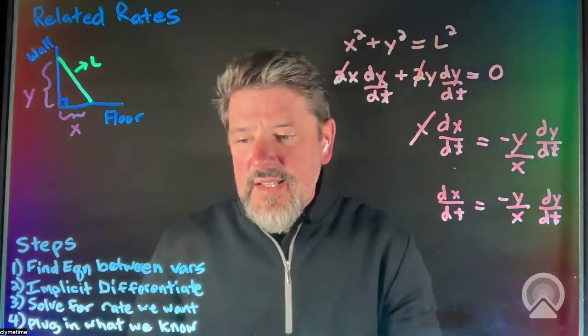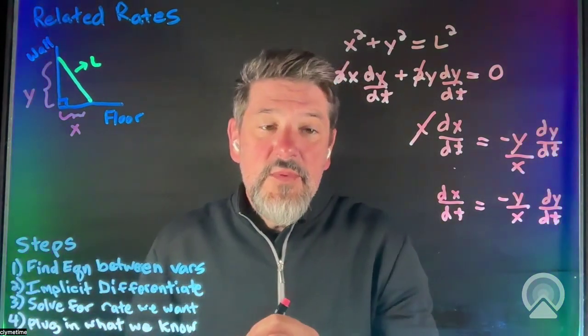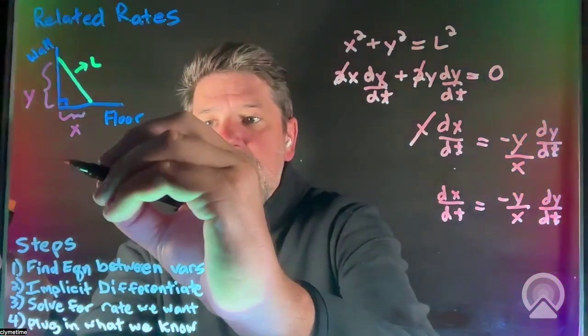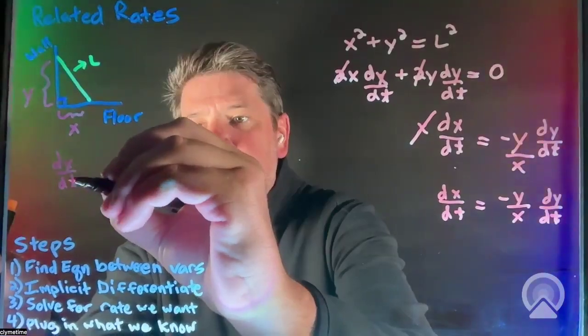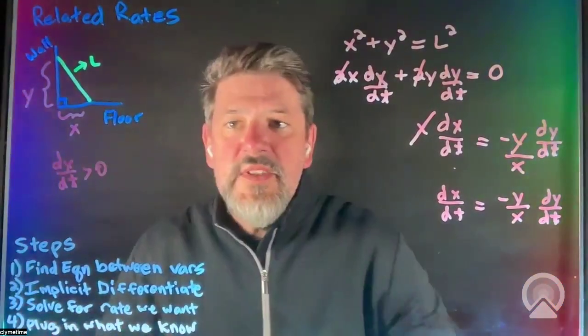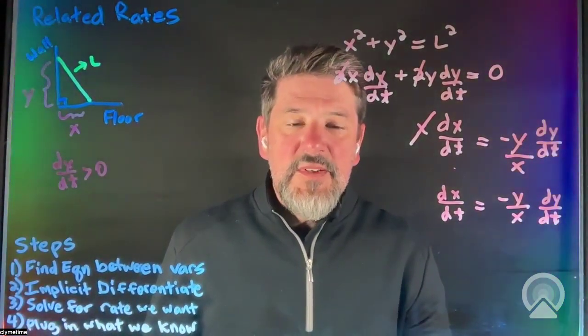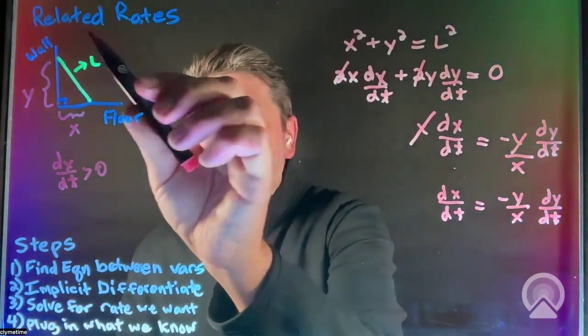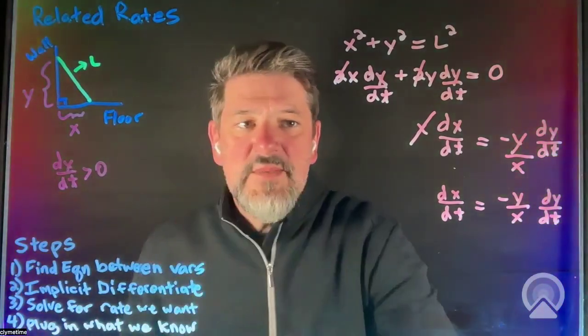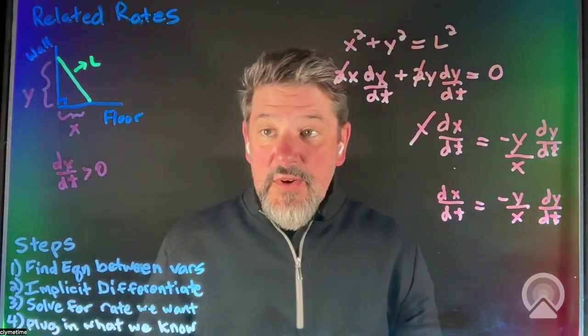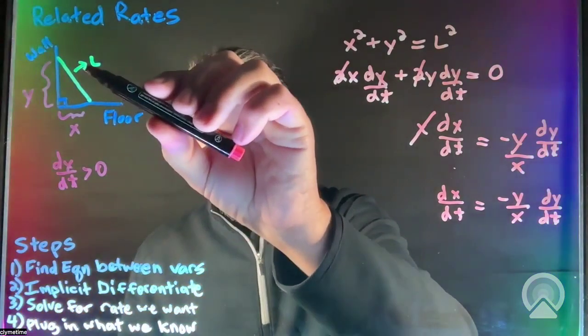So since x is getting bigger as it's changing, what we know is that dx over dt, and I'll write this over here, dx over dt must be bigger than 0. I know this because x is getting bigger with respect to time. If x is getting bigger, if this distance is growing as the ladder slips, then that means dx over dt must be positive. In the same token, I know that y is getting smaller.